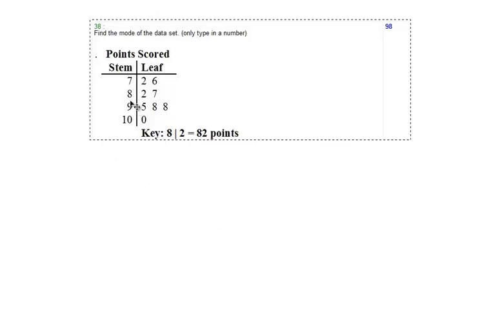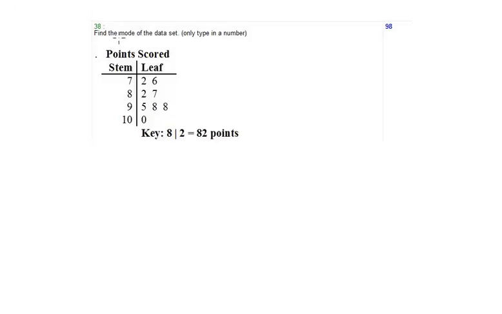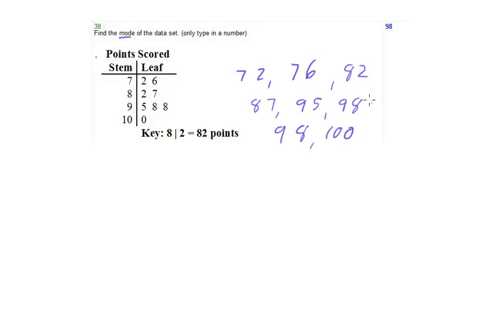Okay, so this says find the mode. The mode means most often. So we have numbers 72, 76, 82, 87, 95, 98, 98, and 100. So what happens the most is this 98. And there's our answer right here, 98.